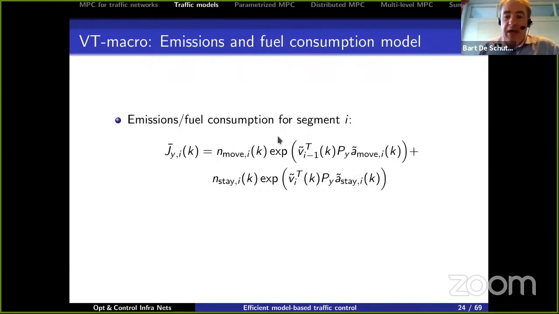And then we just add the emissions for the moving cars and for the cars that stay, and we multiply them with the number of cars. And in that way, we can translate the microscopic emissions into the emissions at the macroscopic, at the segment level.